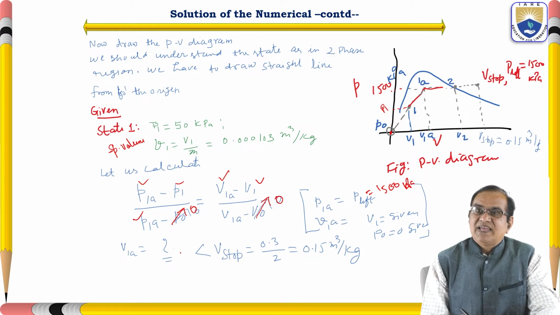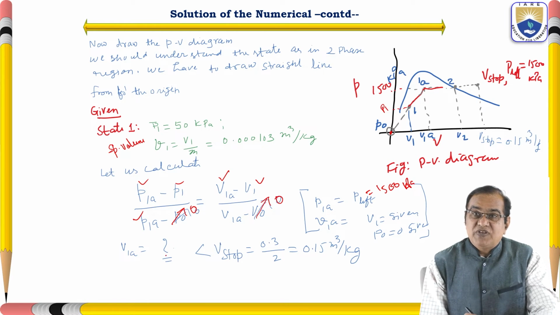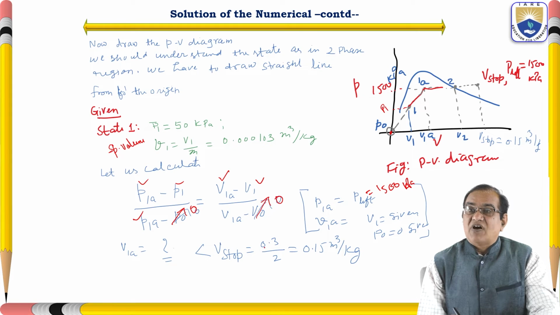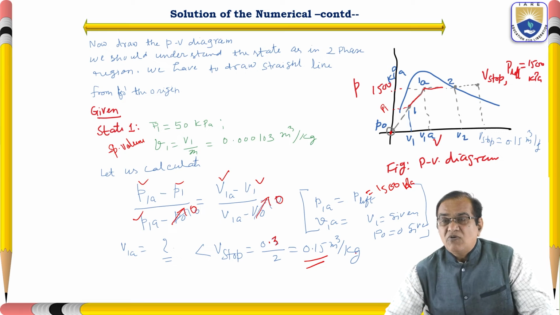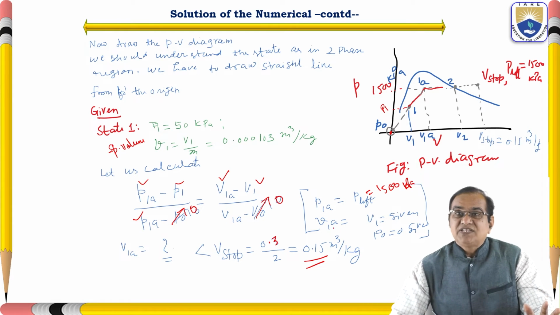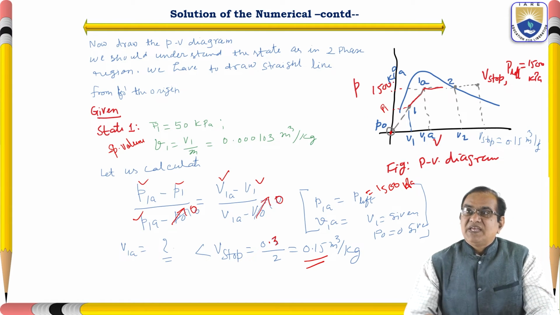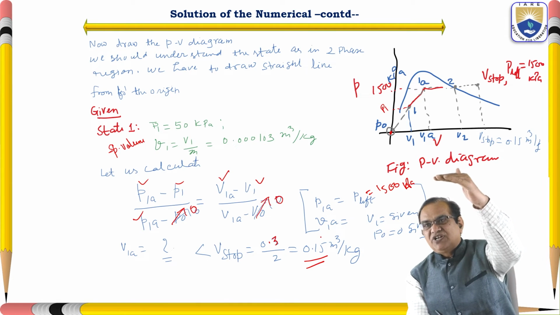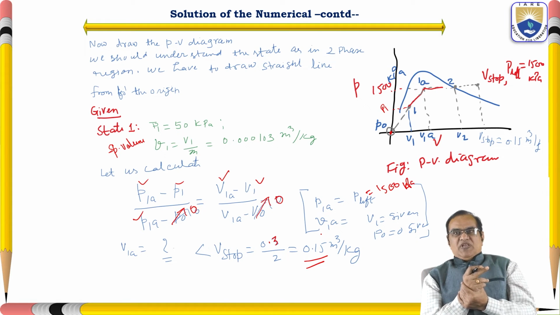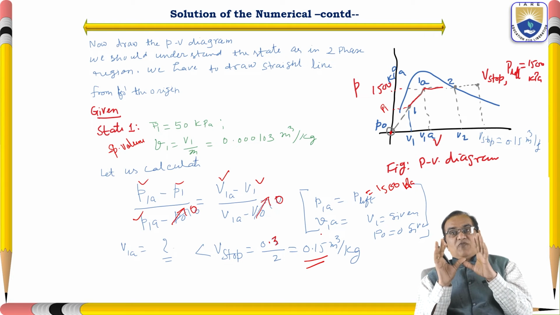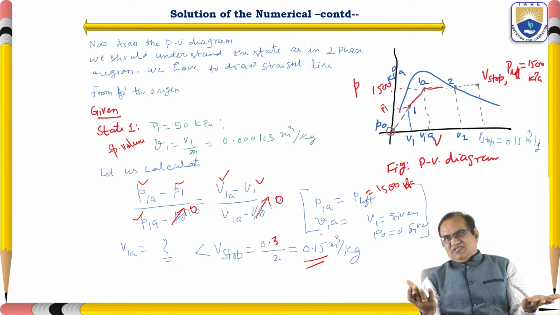So we have found V1A, and this value of V1A is less than V stop. V stop is 0.3 divided by 2, 0.15 meter cube per kg. We have seen that this V1A is less than V stop, meaning it has not reached that point, because V stop is given as 0.3 divided by 2, 0.15, but V1A is not that much.